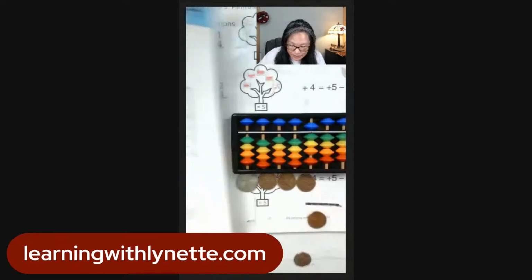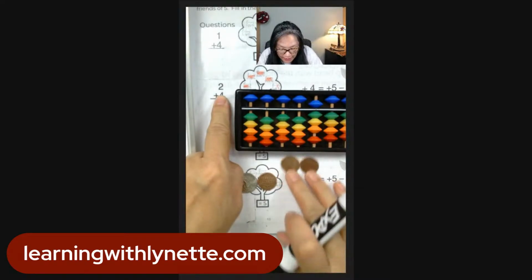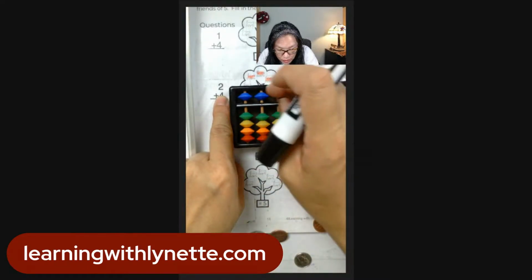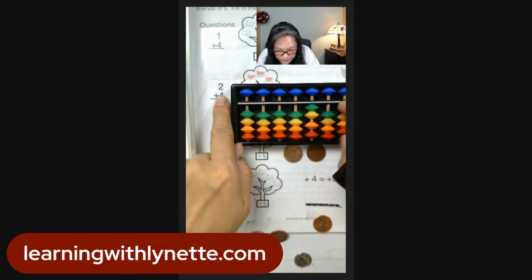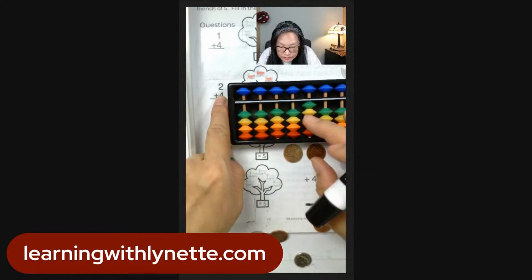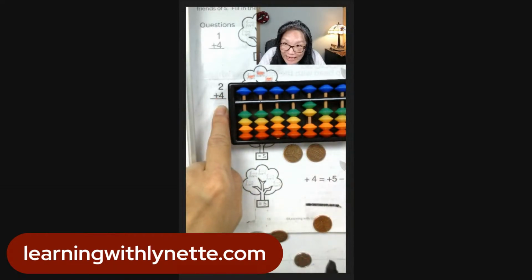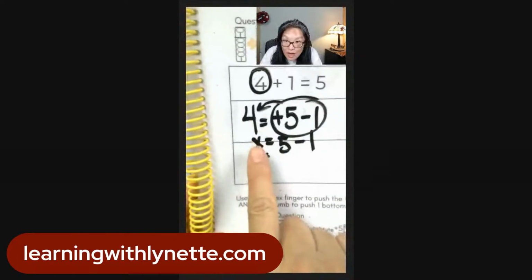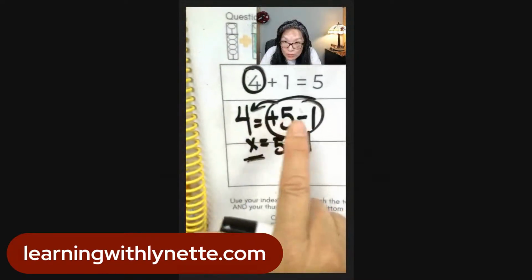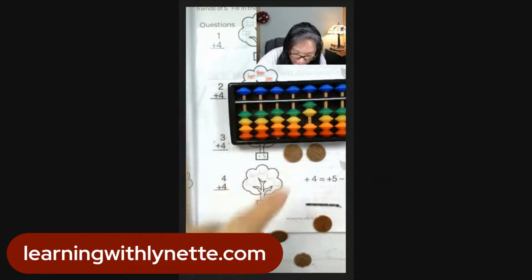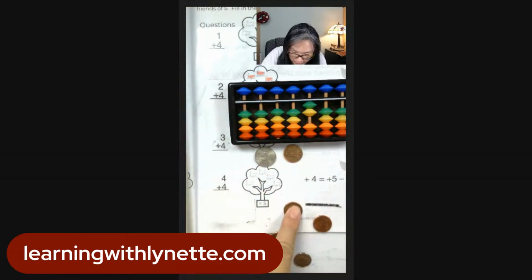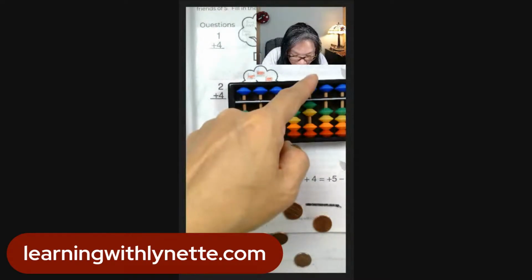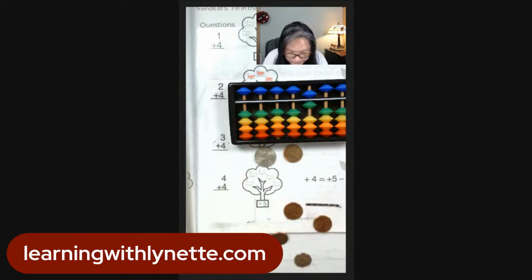We can do it again, right? So if I have 2 on my abacus, just like that, and I want to add the 4, when I add the 4, guess what? I don't have any more beads to add the 4. What happens? I'm going to substitute 4 with the 5 and the 1. I have given directions: plus the 5, take away the 1. I can show you on the abacus. Add the 5, take away the 1. And my final answer is 6.